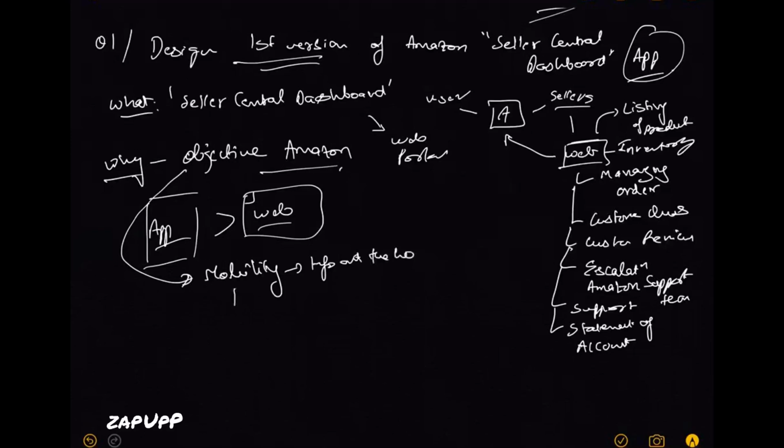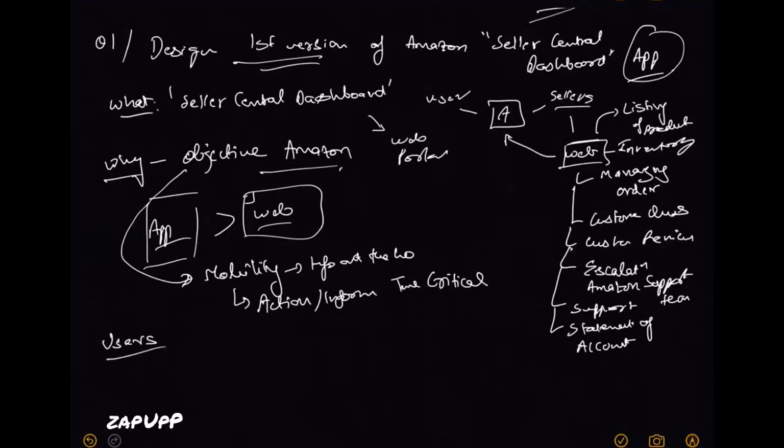So the objective is obviously mobility, providing info on the go. And why is it important? Because there would be a few actions or information which are time critical. So this is where we identify what could be the incentive. Okay. Now next is users.